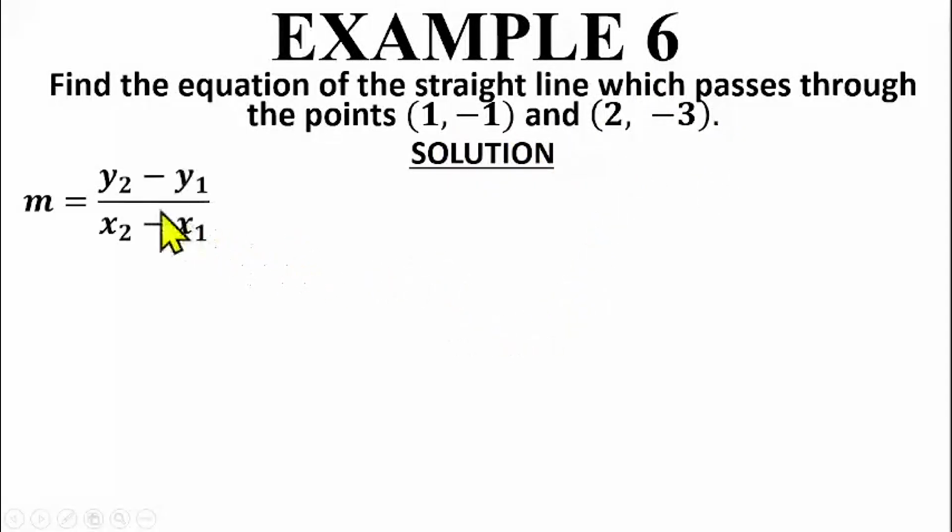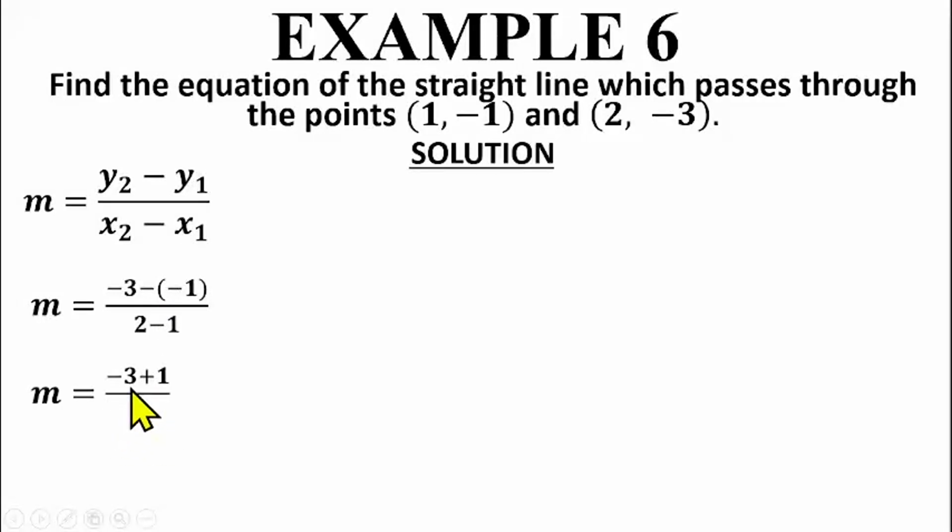The first thing to do is to find the gradient of the straight line using the formula for finding gradient, which is y2 minus y1 over x2 minus x1. So our y2 is minus 3, y1 is minus 1, our x2 is 2, our x1 is 1. If we substitute that into this equation, we have m equals minus 3 minus open bracket minus 1 over 2 minus 1. If we simplify this further, we have m equals minus 3 plus 1 over 1. So minus 3 plus 1 gives us minus 2 over 1. That gives us the gradient to be minus 2.